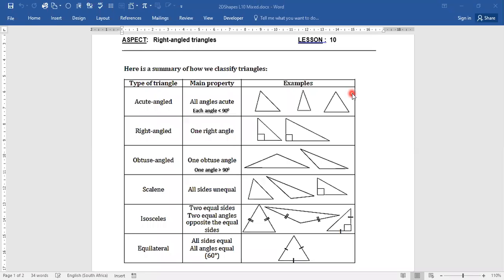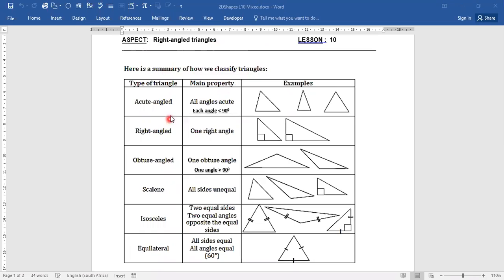Hello, boys and girls. We are at lesson 10 in grade 8 mathematics. The topic is actually your mixed triangles, not only right angle triangles, but mixed triangles. Now we're looking at classification of these triangles.